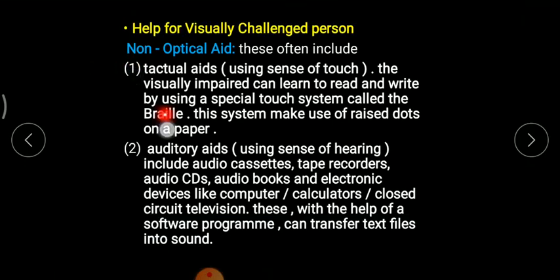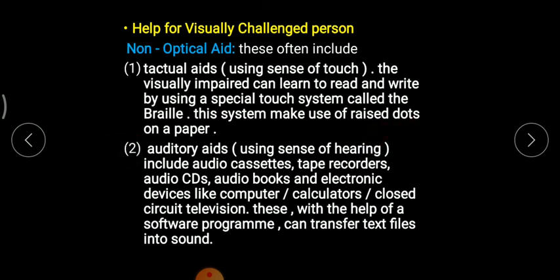Like the Braille system, which was introduced to society by Louis Braille. Visually challenged persons frequently use this Braille system in order to identify any object. Now another type of help we can give a visually challenged person is through auditory aids, using the sense of hearing.